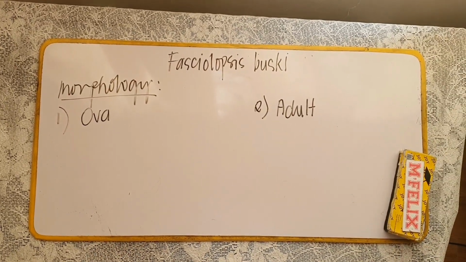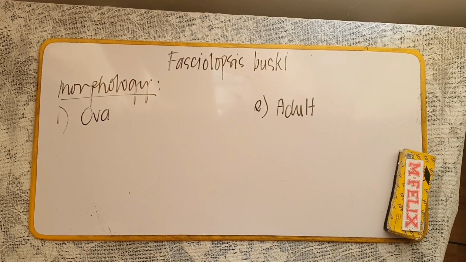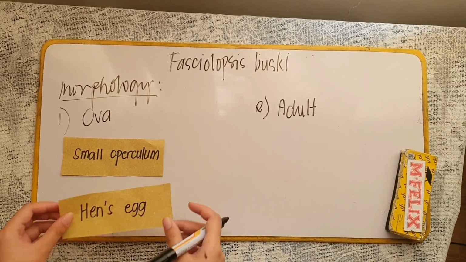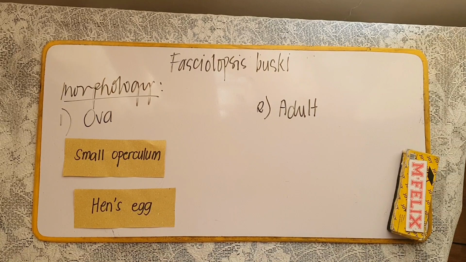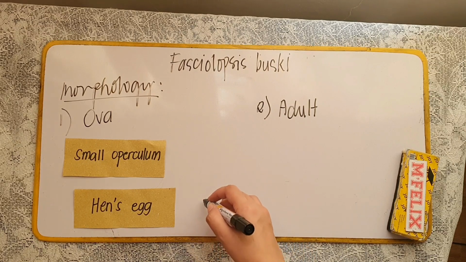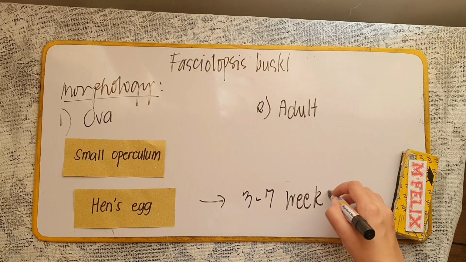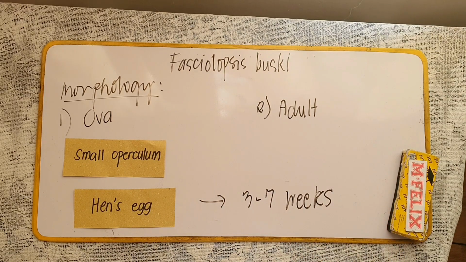Now, the ova of Fasciolopsis buski appear large with a small operculum, and have a clear, thin shell that resembles a hen's egg. The ova of this parasite is usually immature when passed out in the feces. It usually takes around 3 to 7 weeks to undergo embryonation, before it becomes fully developed into miracidium.